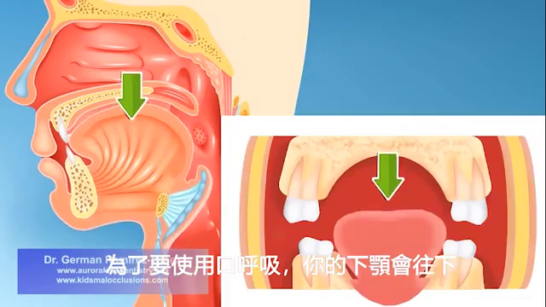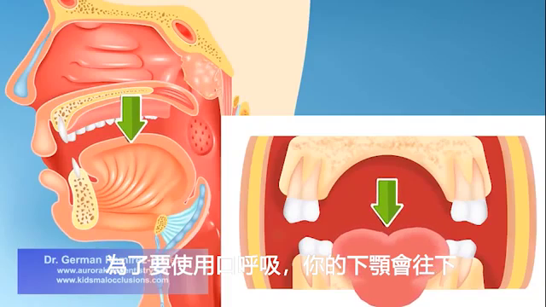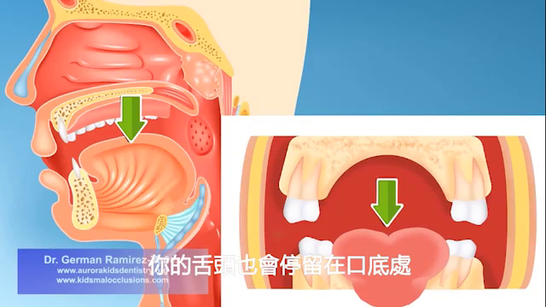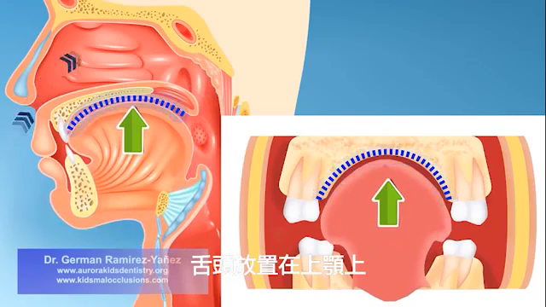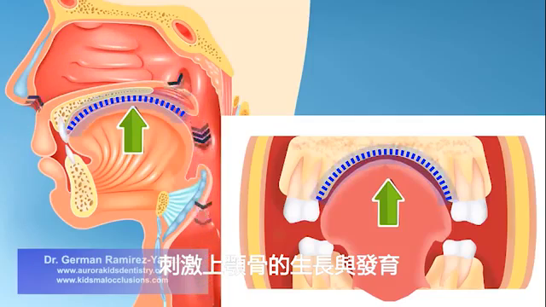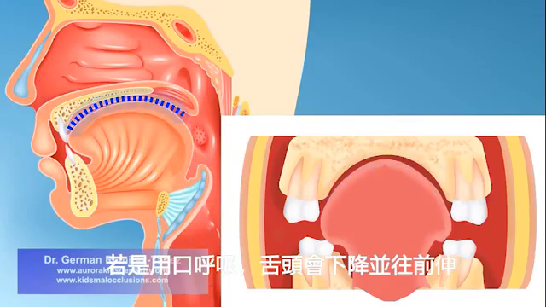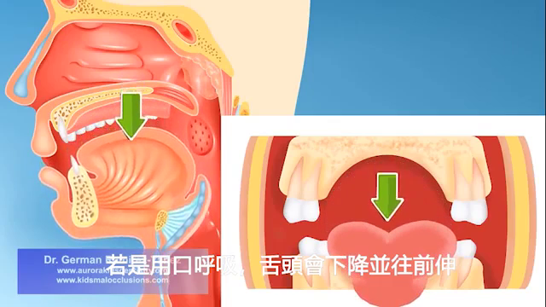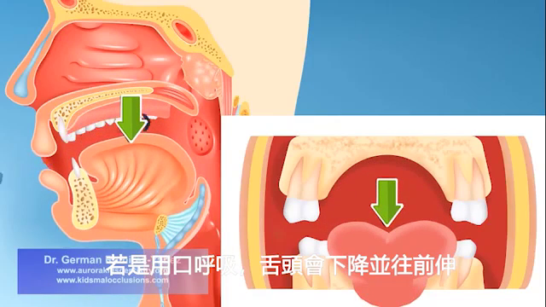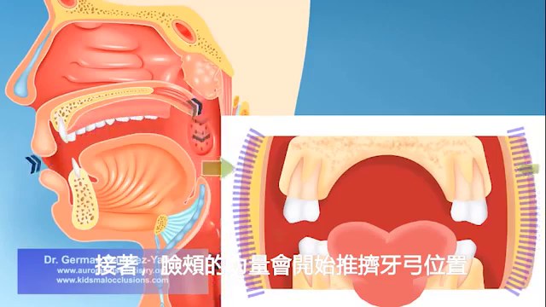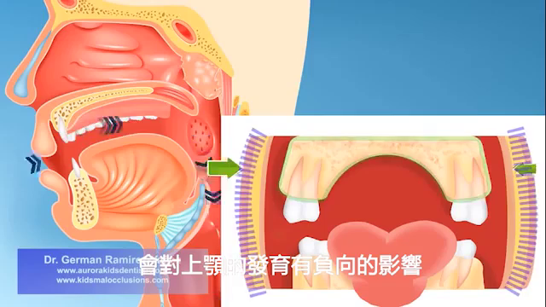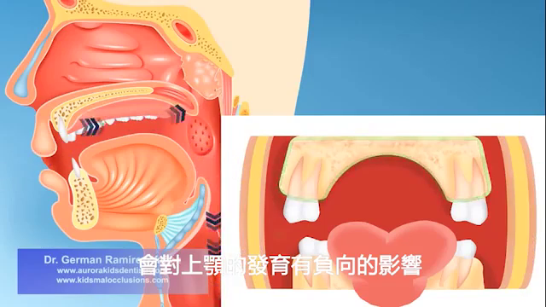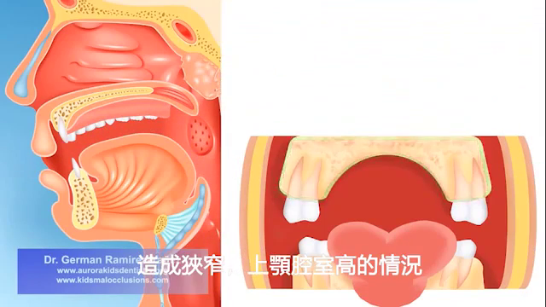In order to breathe through your mouth, your lower jaw has to come down, and your tongue has to rest on the floor of your mouth. Breathing through the nose is the correct way, and so the tongue is able to rest on your palate, stimulating a normal growth and development of your upper jaw. Conversely, when you breathe through your mouth, your tongue has to descend and protrude. At the same time, the pressure of your cheeks increases, pushing the upper jaw inwards. So the growth and development of your upper jaw is negatively affected, resulting in a narrow and high palate.